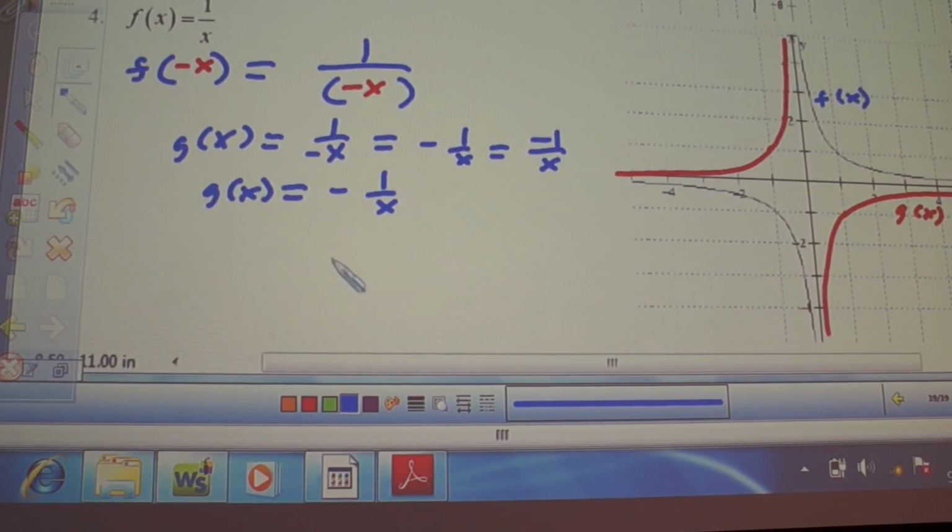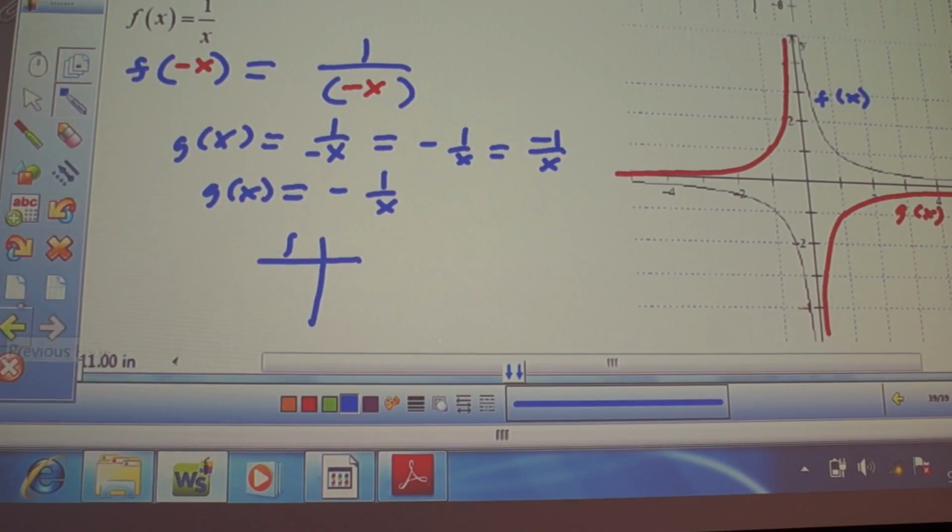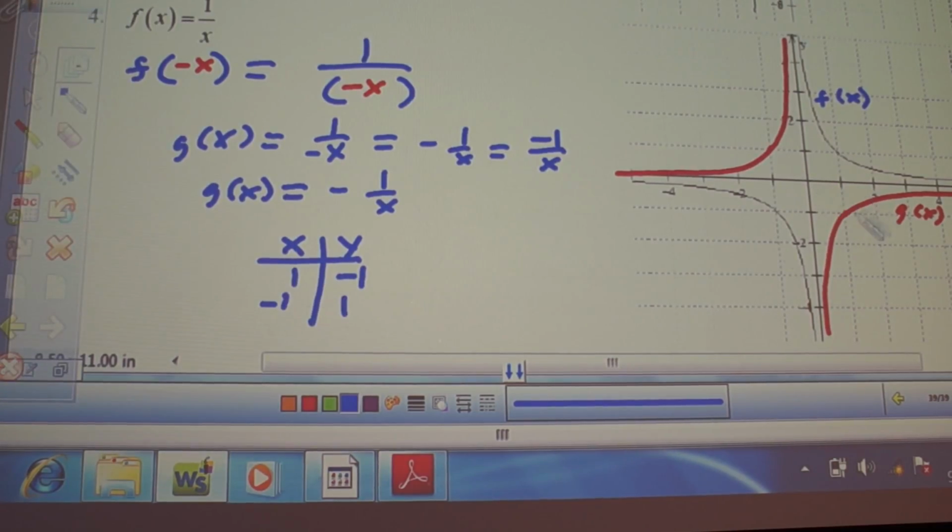All right, let's pick some points. X and y. When x is 1, y is negative 1. When x is negative 1, y is 1. When x is 2, y is negative 1/2, negative 0.5. Yeah, that works.